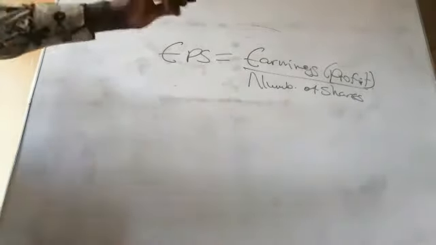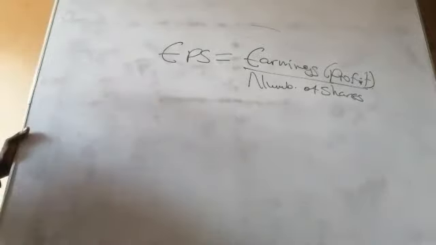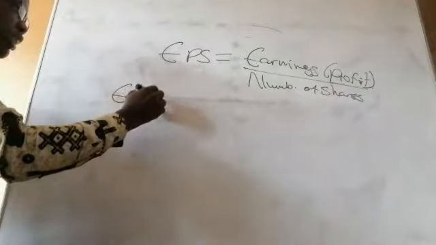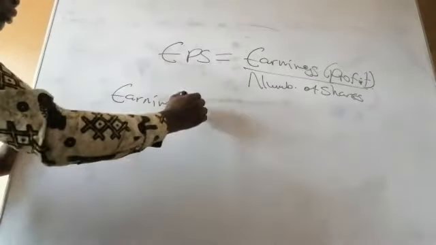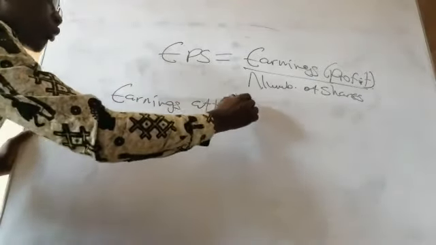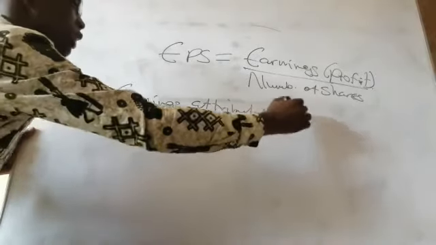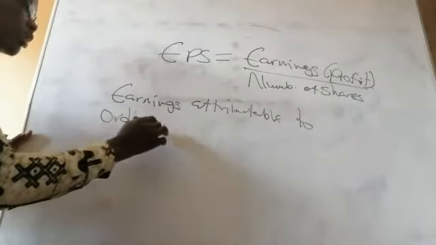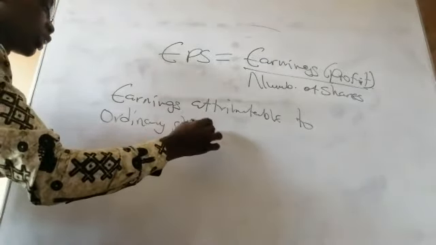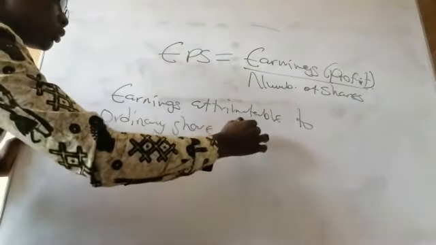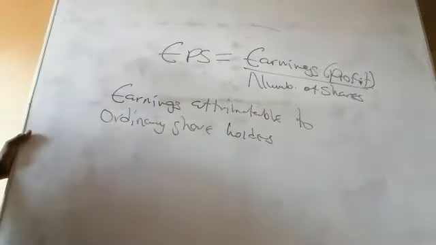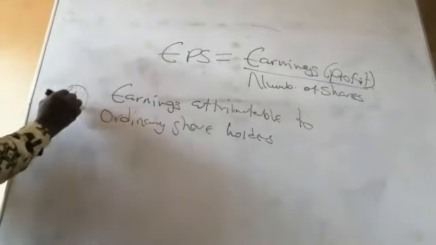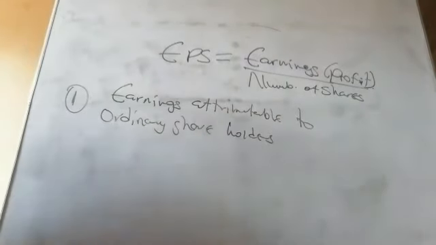But here it must be the earnings attributable to the ordinary shareholders. So let's write this: earnings attributable to the ordinary shareholders. That's in the individual accounts, so that is in the separate financial statement.